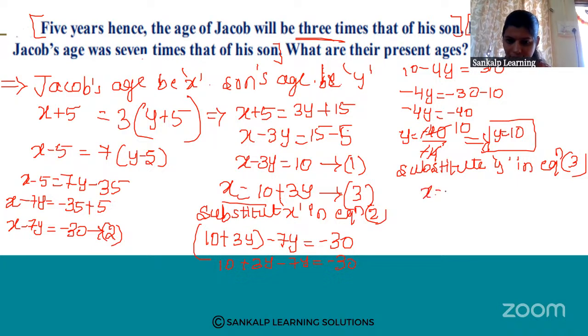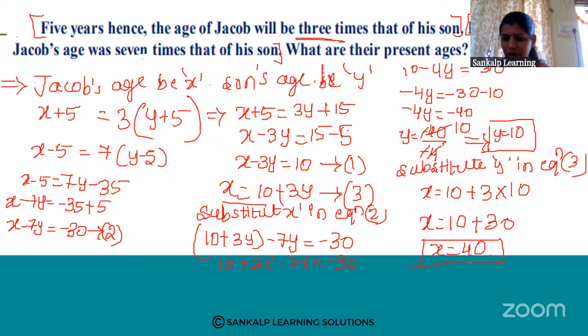That is, x is equal to 10 plus 3 into the y value, which is 10 here. So, x is equal to 10 plus 3 into 10, which is 30. That means x is equal to 40, you will get. So, this is the value of x. The y value is 10 and the x value is 40.